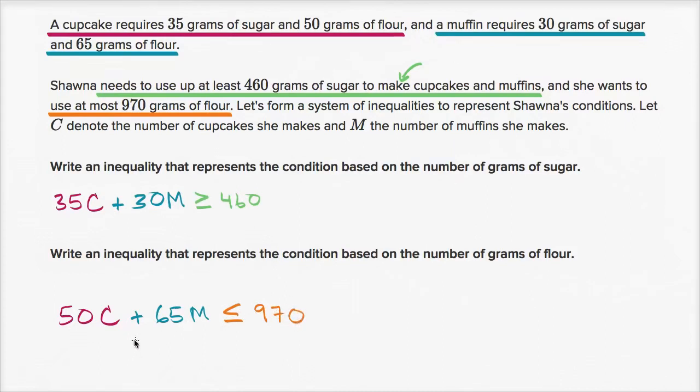And we're done. And so if you wanted to, you could ask what pairs of C and M satisfy both of these inequalities. And then you could say, okay, that's a combination of the number of cupcakes and muffins she could make in order to satisfy her actual conditions.